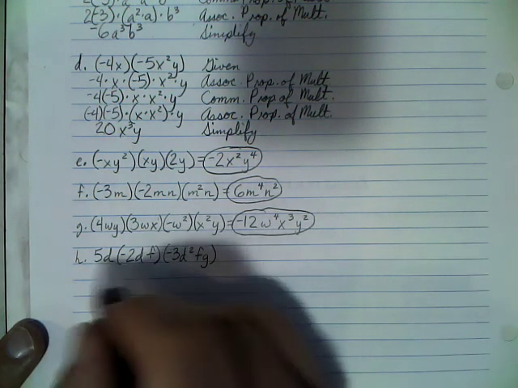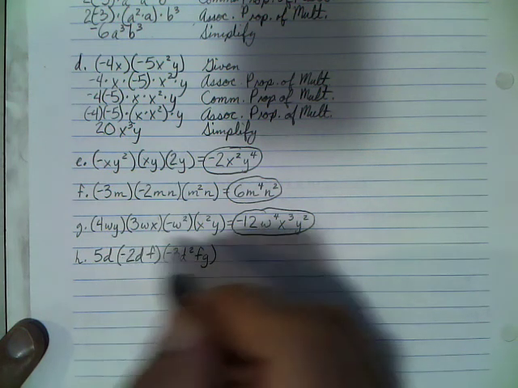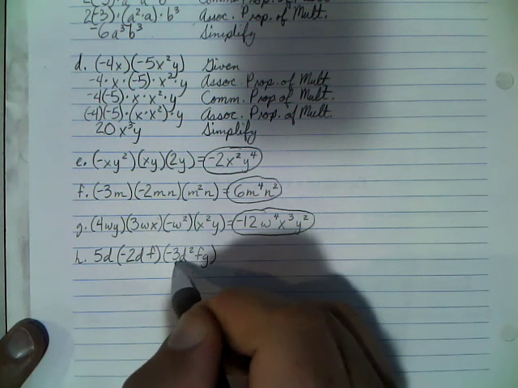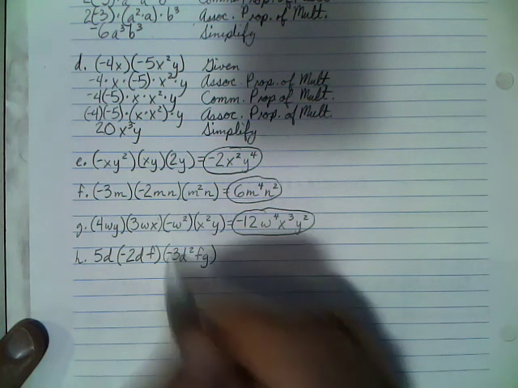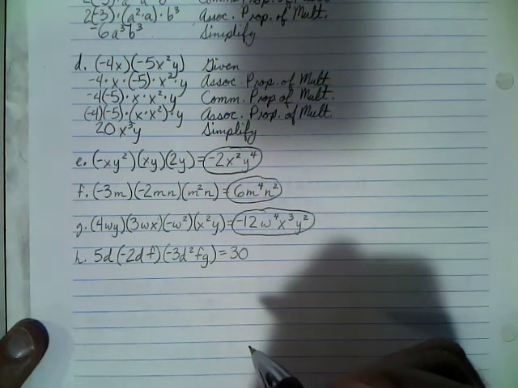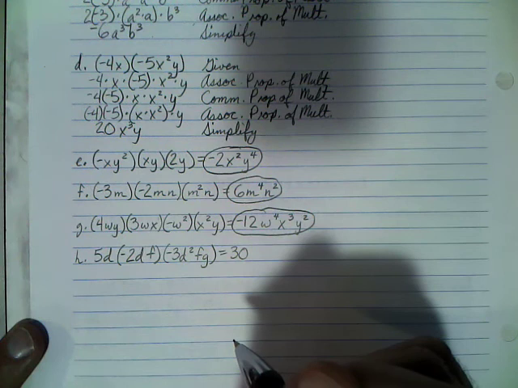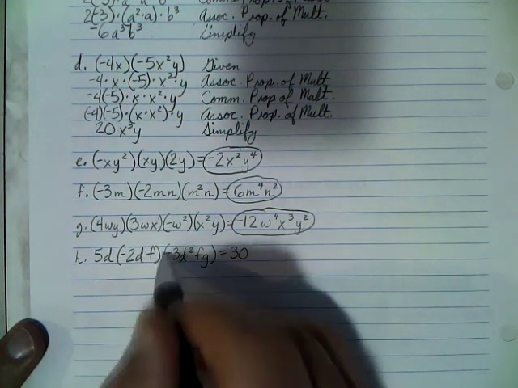Numbers first. 5 times a negative 2, well, 5 times 2 is 10, and the negative will tag along to make that a negative 10. Times that by a negative 3, so 10 times 3 is 30, but then the negative that I already had with this negative will cancel, so that's a positive 30. Or another way of looking at it, 5 times 2 times 3 is 30, and then the two negatives will cancel.